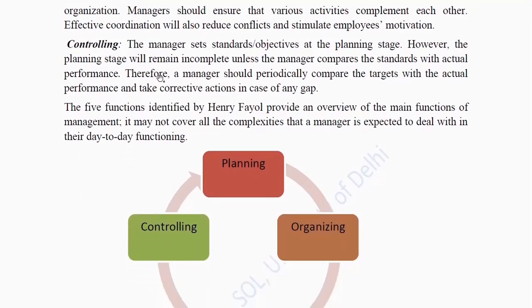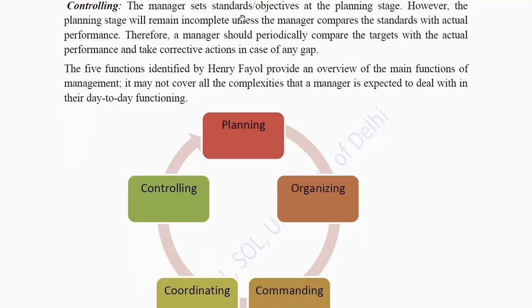Number 5, controlling. The manager sets standards, objectives at the planning stage. However, the planning stage will remain incomplete unless the manager compares the standards with the actual performance. Therefore, a manager should periodically compare the targets with the actual performance and take corrective actions in case of any gap. The 5 functions identified by Henry Fayol provide an overview of the main functions of the management. It may not cover all the complexities that a manager is expected to deal with in their day-to-day functioning.